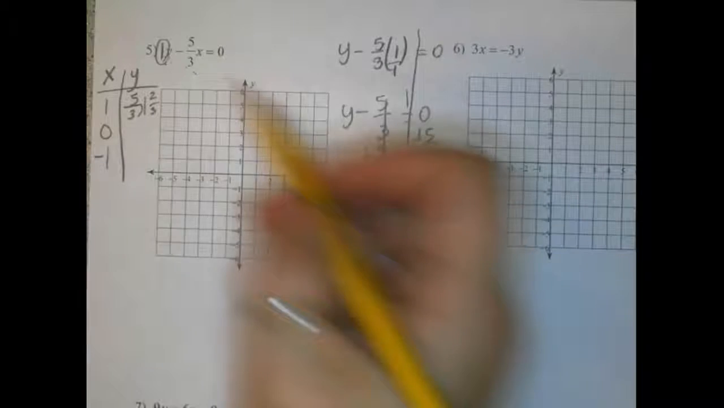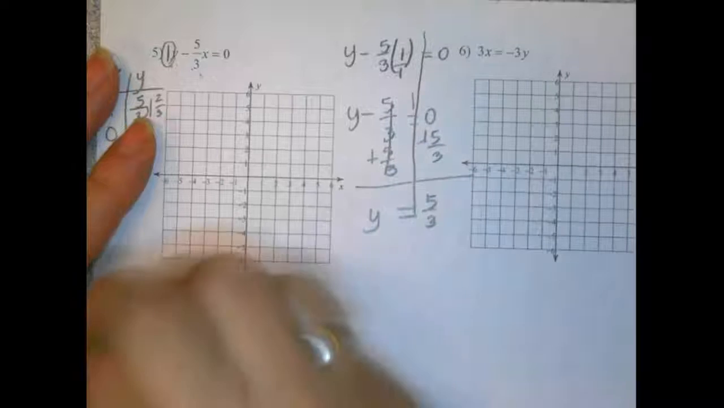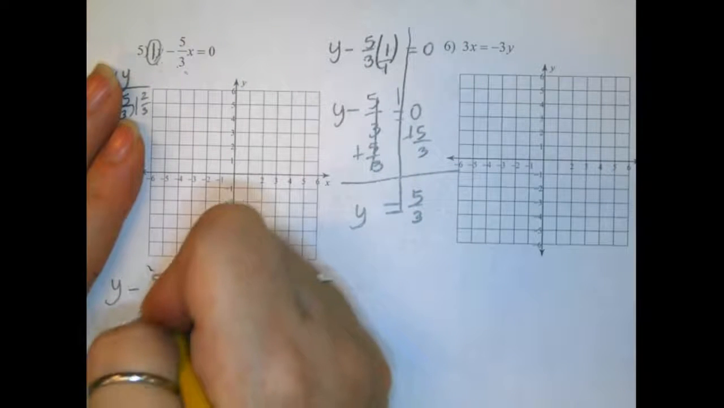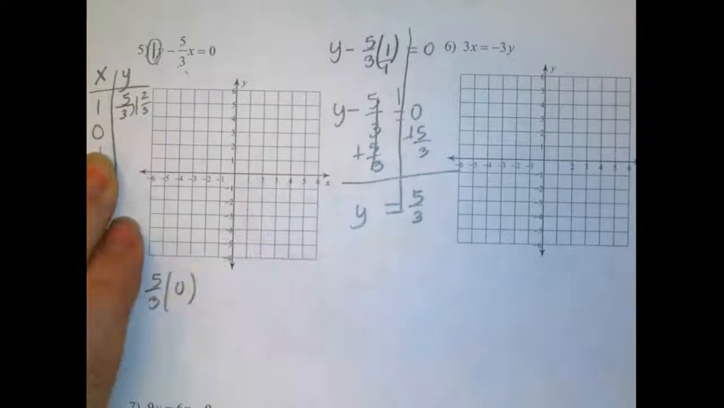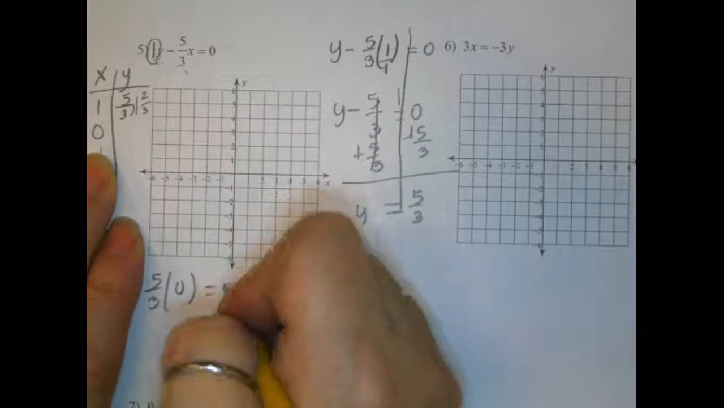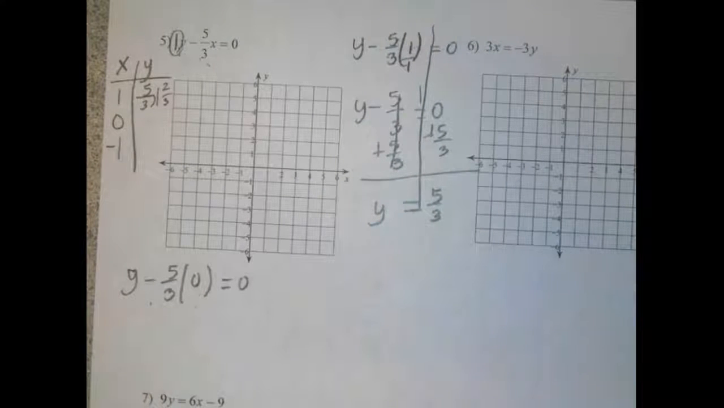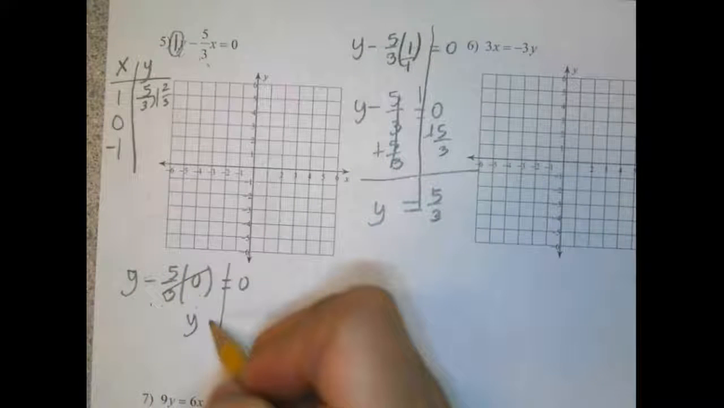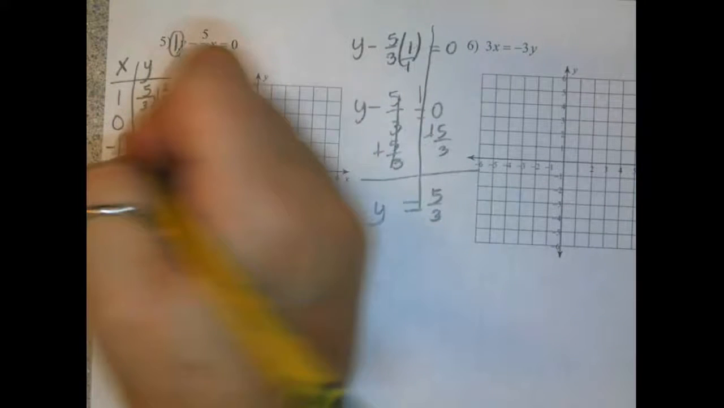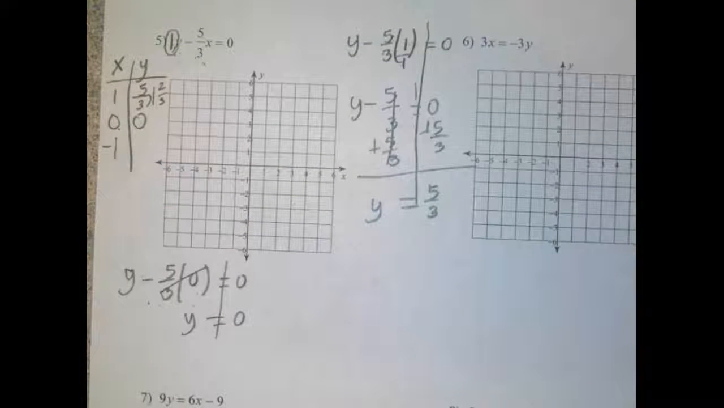All right? So let's do it again. Now I have y minus 5/3, and this time I'm going to use 0, equals 0. Super easy. What is negative 5/3 times 0? It becomes 0, right? So what is y equal to? So when x is 0, y is also 0. Looked harder than you thought, huh?